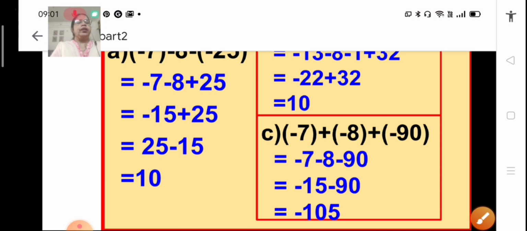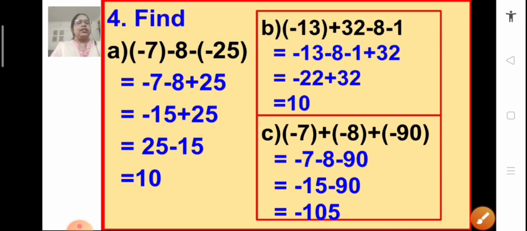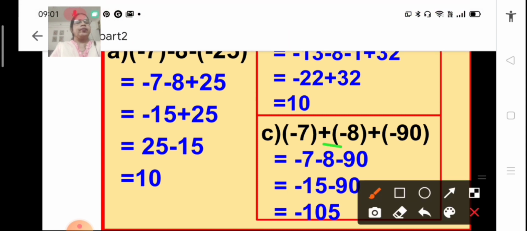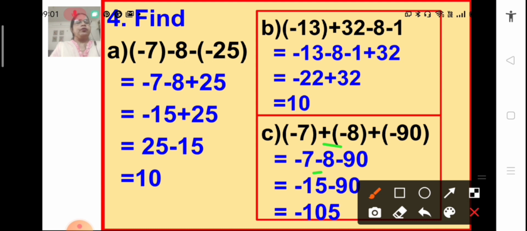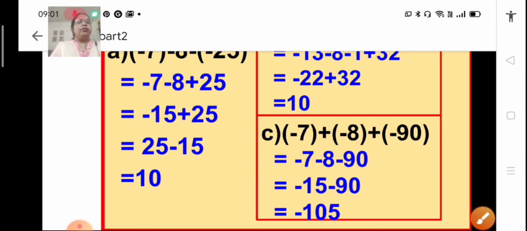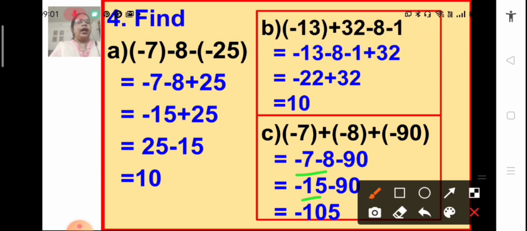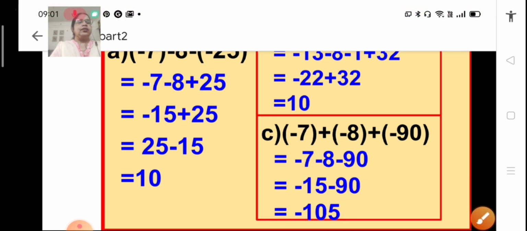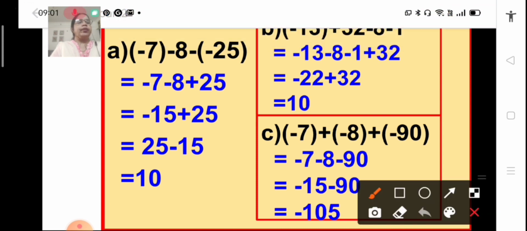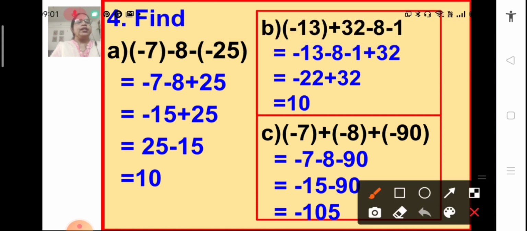Then C, negative 7 plus negative 8 plus negative 90. So here this plus and minus becomes minus. So positive and negative becomes negative. So here also one positive, one negative becomes negative. So minus 7, minus 8, minus 90. First we will add minus 7 and minus 8. We get minus 15, and minus 15 minus 90. We have two negative integers. We add them and the sign will be negative. So we get negative 105 as the answer.